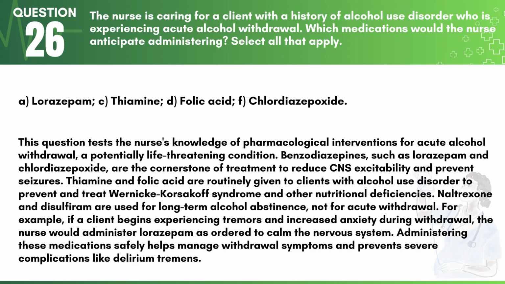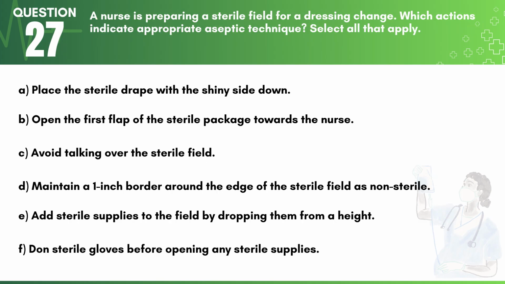other nutritional deficiencies. Naltrexone and disulfiram are used for long-term alcohol abstinence, not for acute withdrawal. For example, if a client begins experiencing tremors and increased anxiety during withdrawal, the nurse would administer lorazepam as ordered to calm the nervous system. Administering these medications safely helps manage withdrawal symptoms and prevents severe complications like delirium tremens.